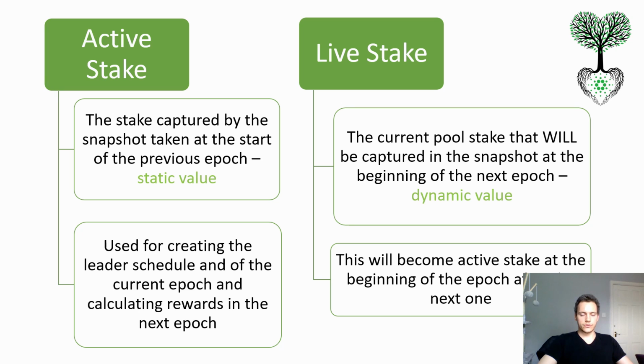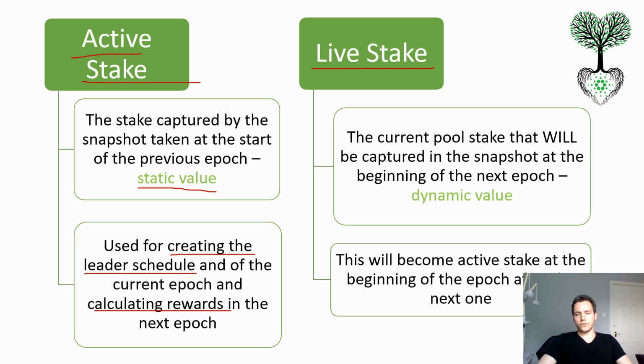Now that brings us to the difference between active stake and live stake. The active stake is the stake that has been captured by the snapshot taken at the start of the previous epoch, so it is a static value. Once the snapshot is taken and that snapshot becomes active, that's the active stake, and it doesn't change throughout the epoch. This is the stake that is used for creating the leader schedule and for calculating rewards in the next epoch. And when I say the next epoch, I mean the epoch in which the blocks are produced by stake pools. You don't get rewards at the end of that epoch; the rewards are calculated in the next epoch, and then you get them at the beginning of the one after that.